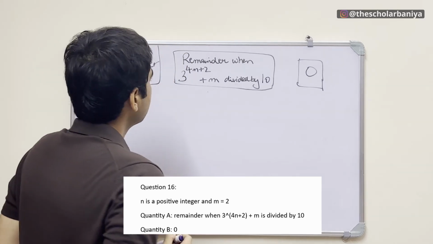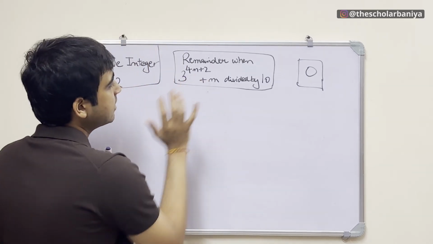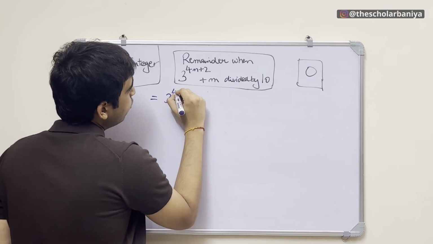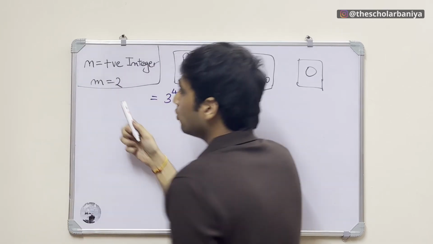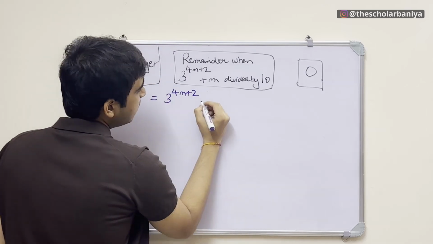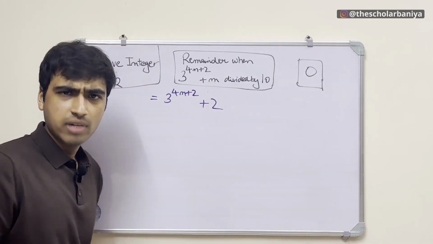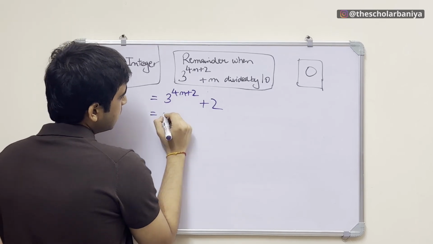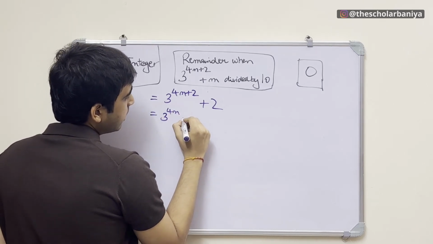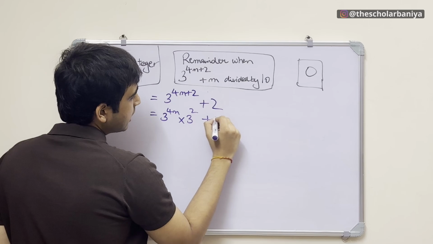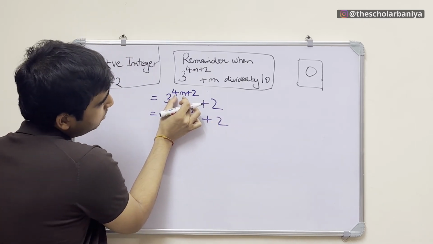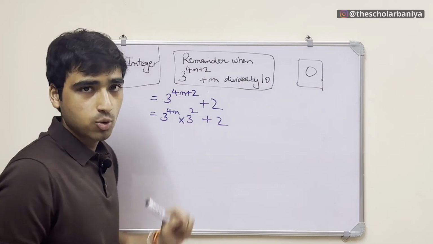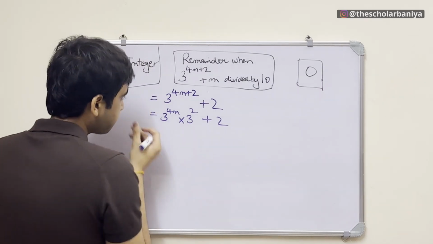Okay, so now let's do one thing. Firstly, let's break this down. So 3 to the power 4n plus 2, we know the value of m is 2, right? So we can write plus 2 over here. I hope this should be fine. Now what we can write is 3 to the power 4n into 3 to the power 2 plus 2. We broke it down, 4n plus 2. This should be fine, right?